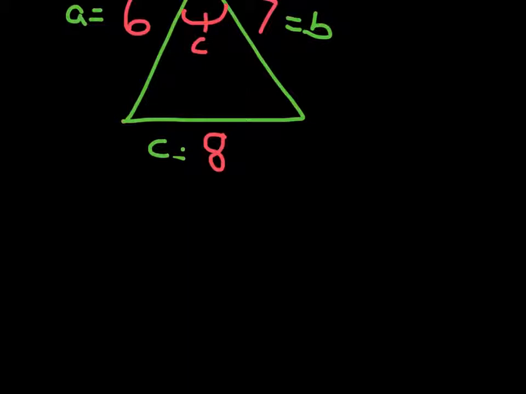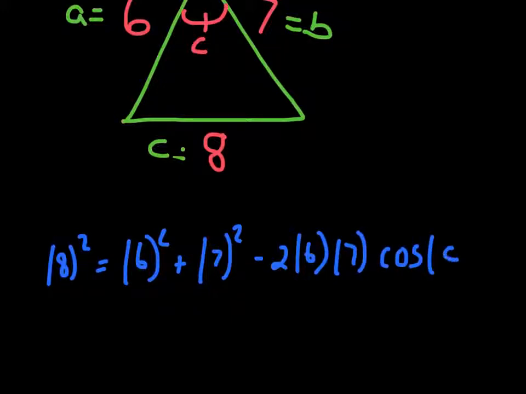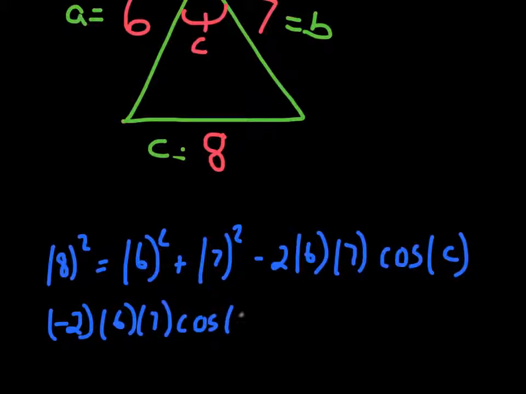So we know that C squared, meaning 8 squared, is equal to A squared plus B squared minus 2 times A times B times the cosine of the angle. So we want to solve for the cosine of C. So we know that negative 2 times 6 times 7 times the cosine of C is equal to 8 squared minus 6 squared minus 7 squared.